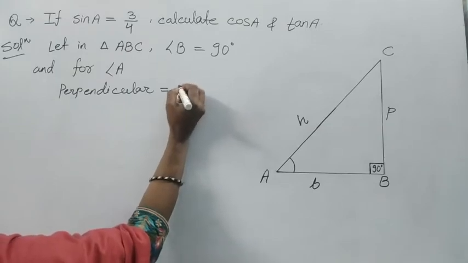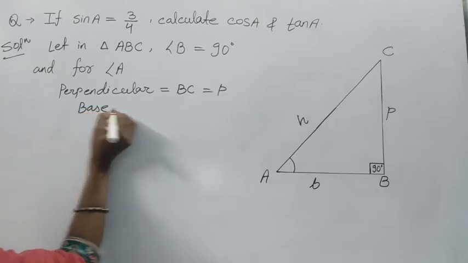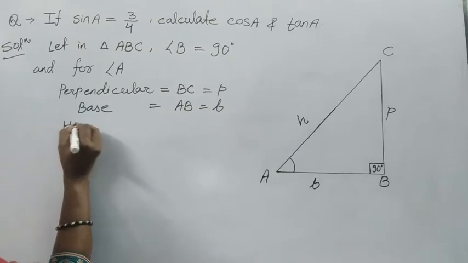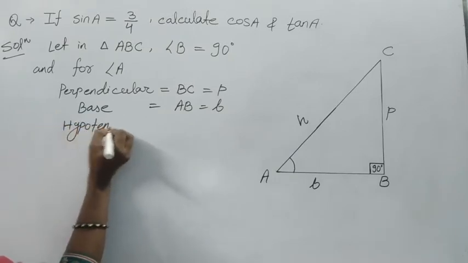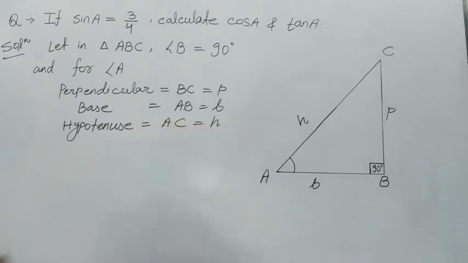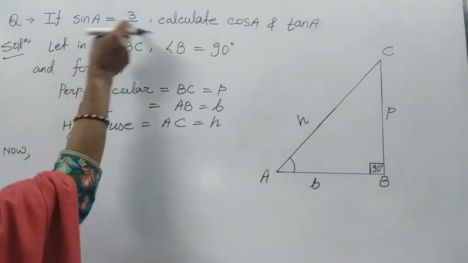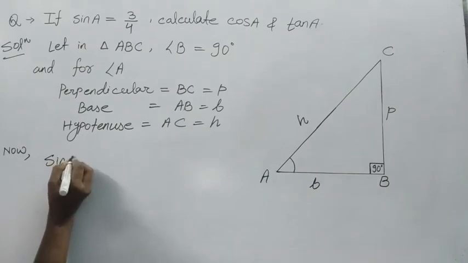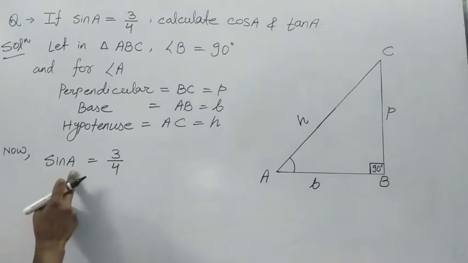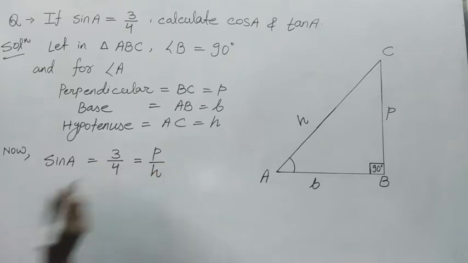So perpendicular is written as BC, base is written as AB, and hypotenuse is written as AC, which is small h. Now the ratio is given here as sine A is equal to 3/4. We know that sine of any angle can be written as the ratio perpendicular by hypotenuse.